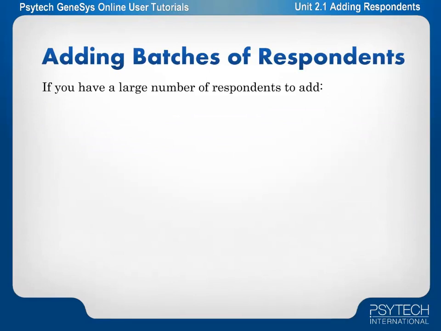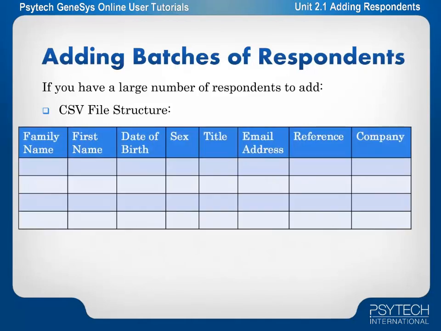If you have a large number of respondents to add to your system, it can be more efficient to add these in batches by constructing a batch import file in a spreadsheet. However, that spreadsheet does need to have a precise structure and be saved as a CSV or comma delimited file. The structure of that CSV file is shown here. The first column being family name, followed by first name, and so on.